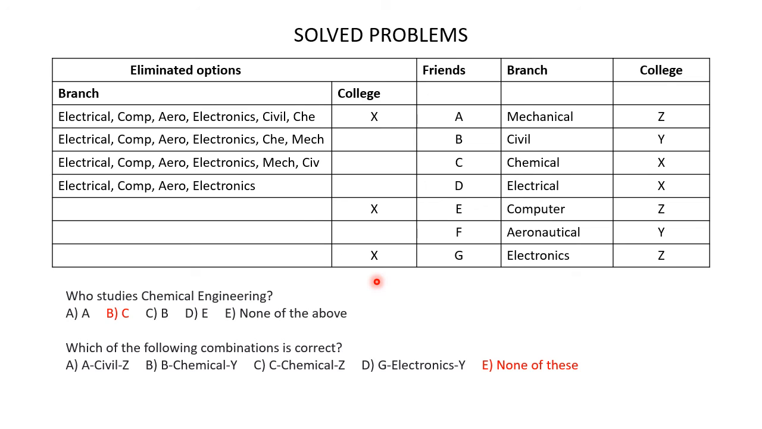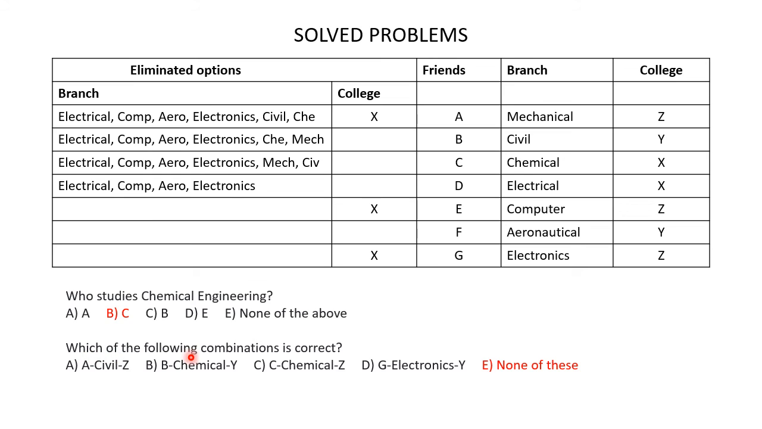So this is the completed table. Let's answer a few more questions. Who studies chemical engineering? You're given 5 options here and you have to find out which of these options is the correct one. So according to this table, we know that C studies chemical engineering. So the correct answer is option B, C.